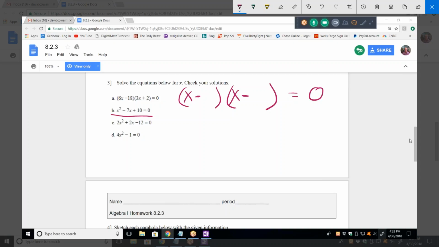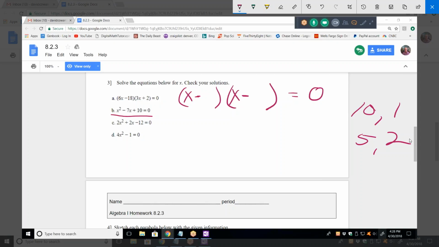Now what? Now notice that because these coefficients of the x terms are both 1, then you can apply the rules. What do we need? We need factors of 10 that do what? That add to 7. Not equal. That's the wrong terminology. They don't equal 7. They add to 7. Well, here are my factors of 10. Which ones add to 7? It is 5 and 2.